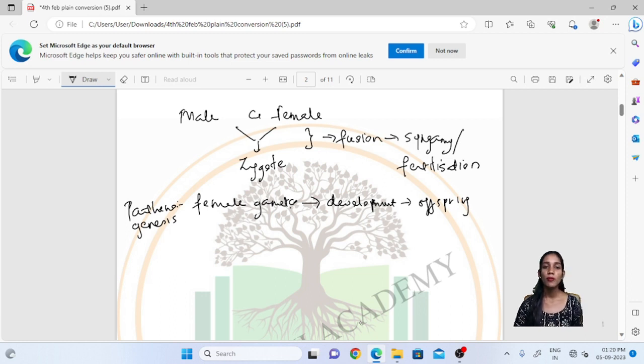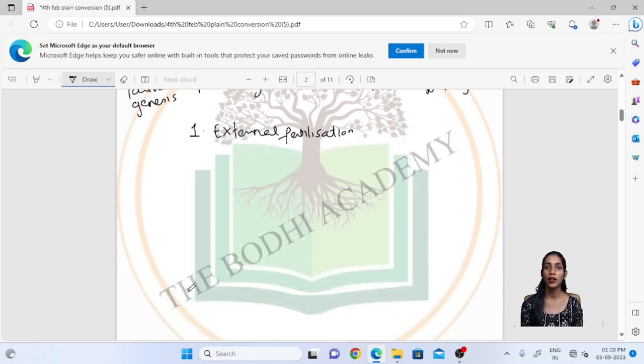Now when we talk about the fertilization event, there are two types of fertilization. The first one is external fertilization. When we look at this word external, we understand that external means something outside the body of the organism. Now this happens especially in the amphibians and the bony fishes.